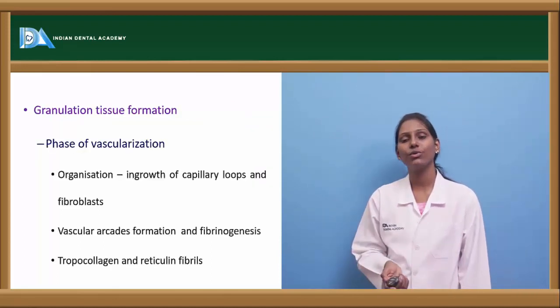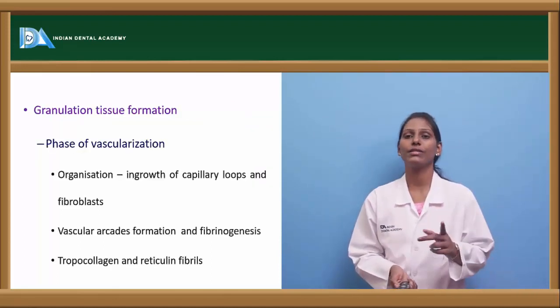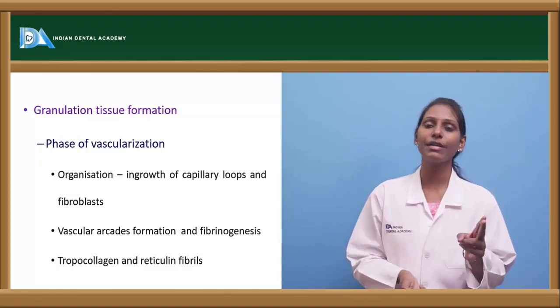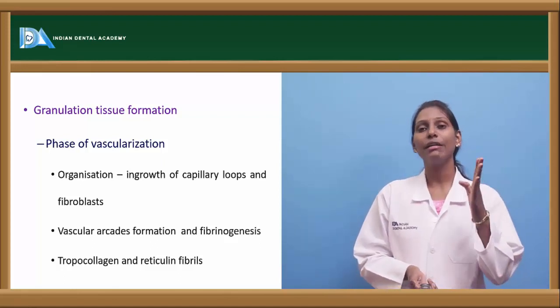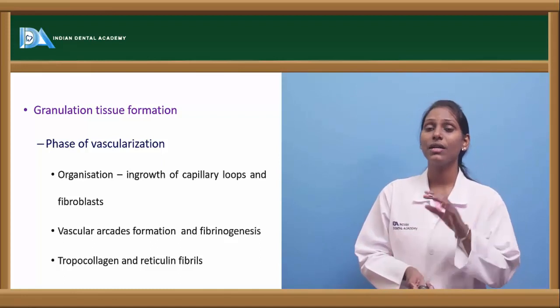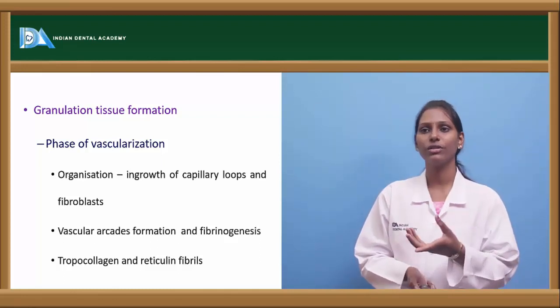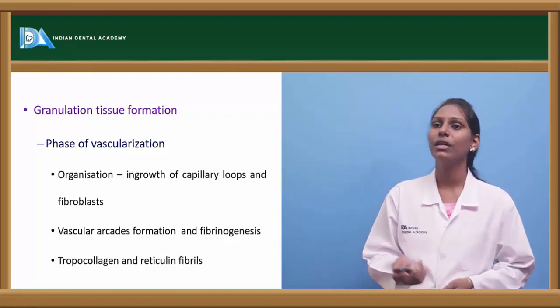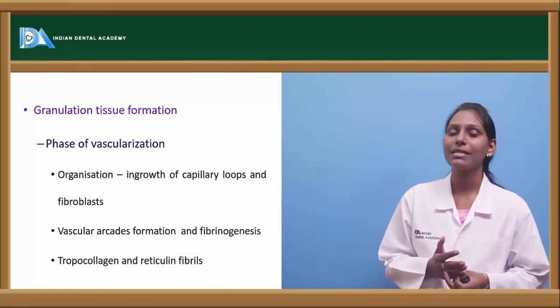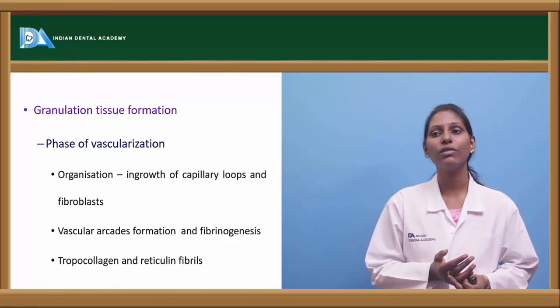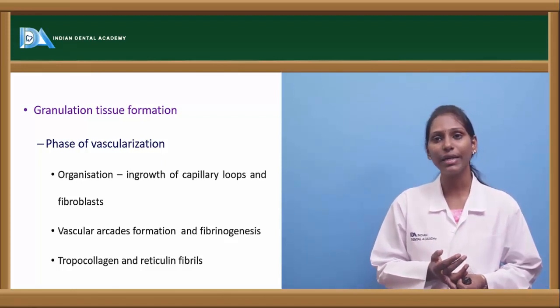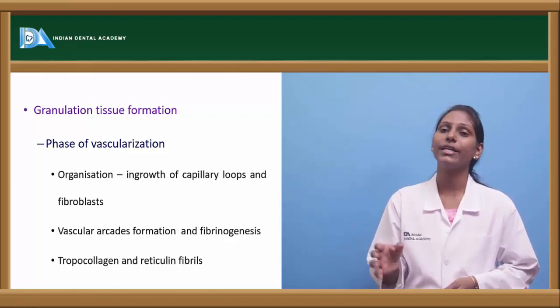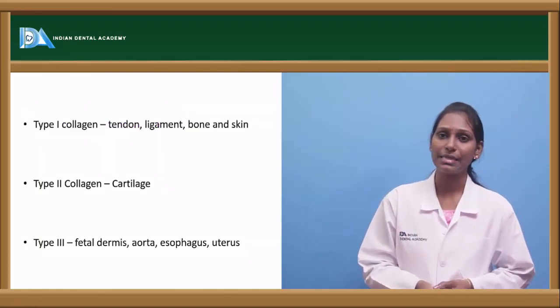This granulation tissue formation occurs in two phases: the phase of vascularization and the phase of devascularization. In the phase of vascularization, there is organization of growth and ingrowth of capillary roots, and fibroblasts are seen. Vascular arcades formation is seen along with fibrogenesis. Here tropocollagen and reticulin fibers are more predominantly seen.